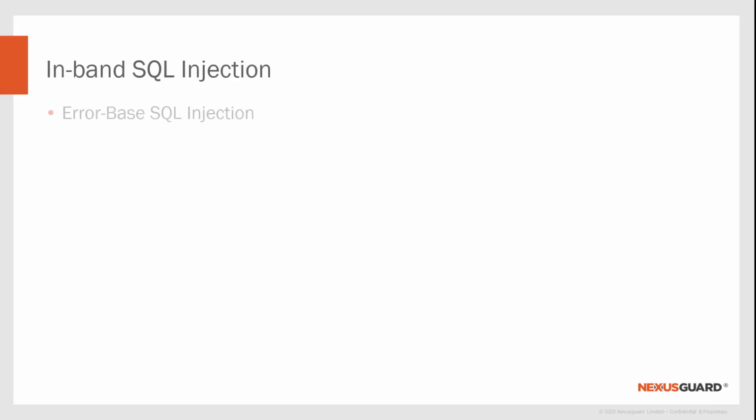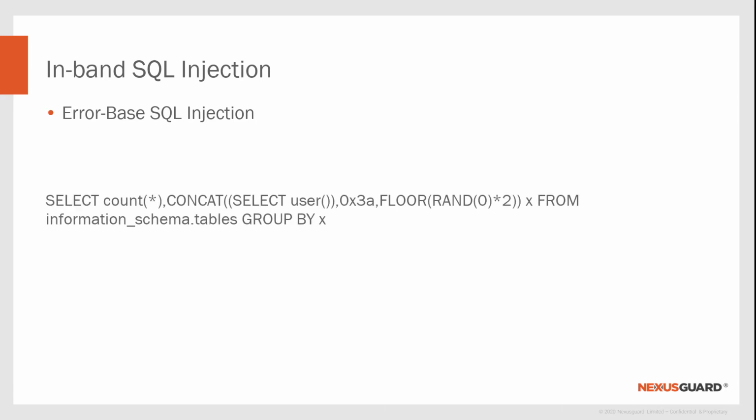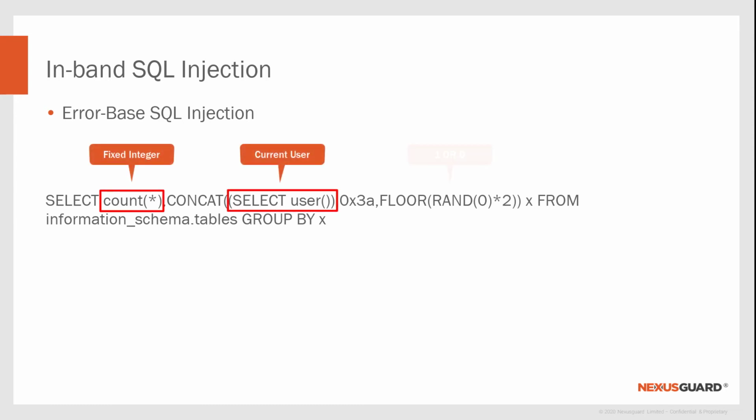Moving to the error-based injection. Error-based injection relies on error messages thrown by the server. These errors are deliberately triggered to extract data from the server. Consider this query. The count(*) would always have the same value. The concat(select user(), hex(floor(rand(0)*2))) would have 2 results.